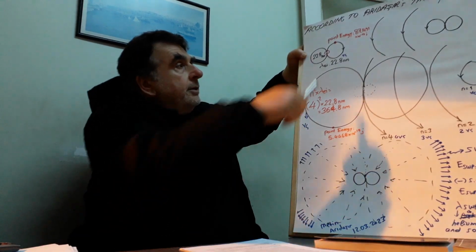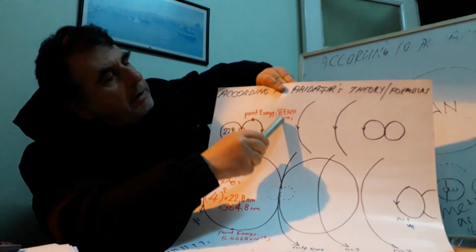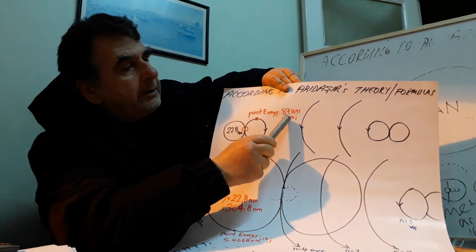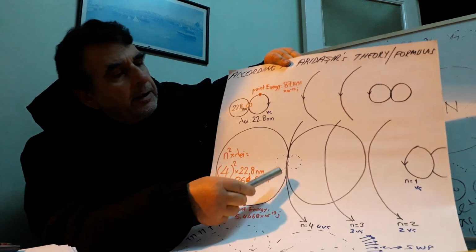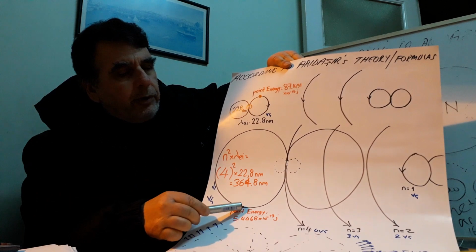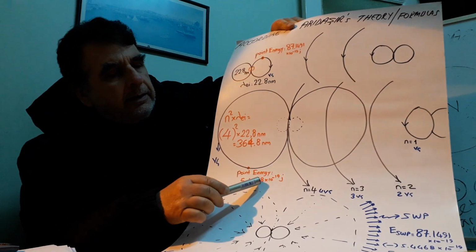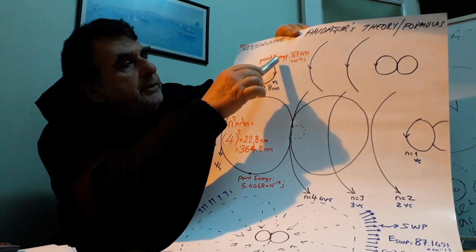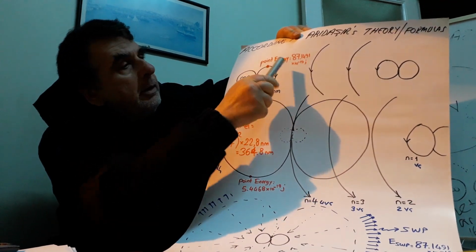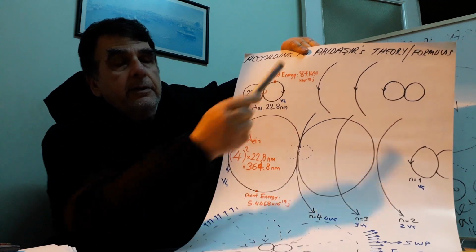Former one, not enlarged yet. Its point energy was 87.1491. Now, this is the old situation. Now, the enlarged situation, its point energy is 5.4468 10 to the minus 19 joule. Former energy, point energy, when it was small, 87.1491 10 to the minus 19 joule. Okay.